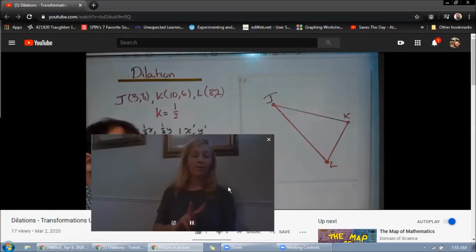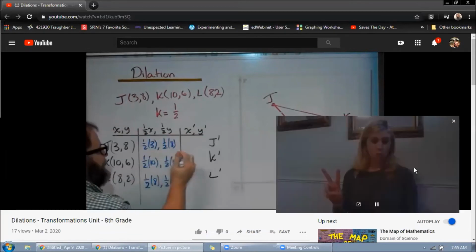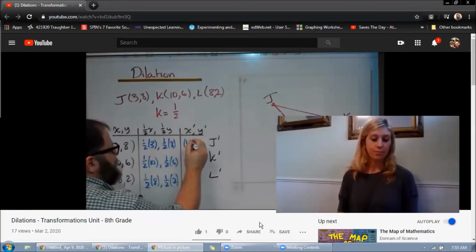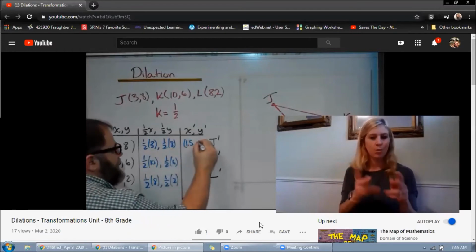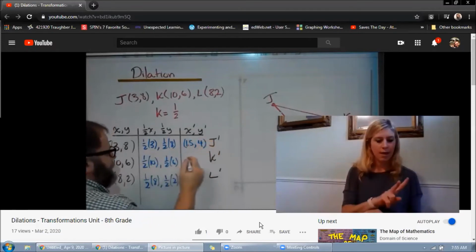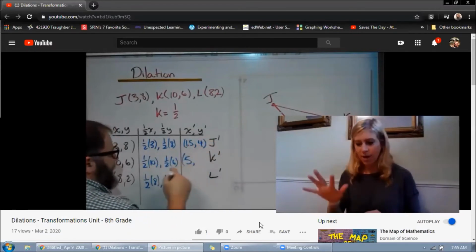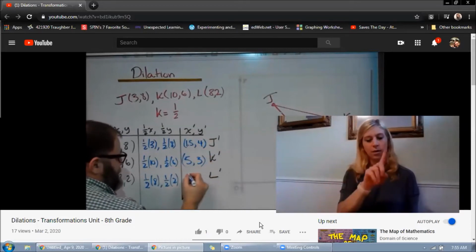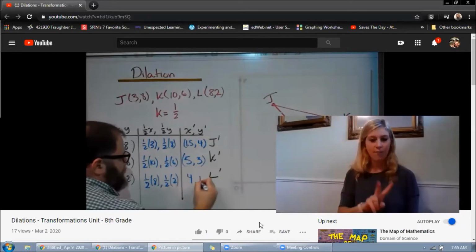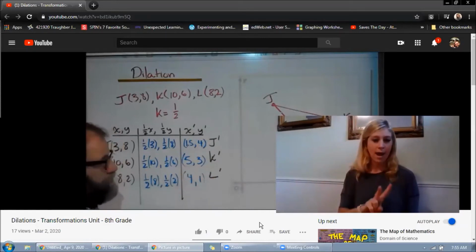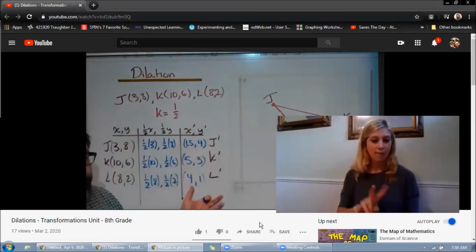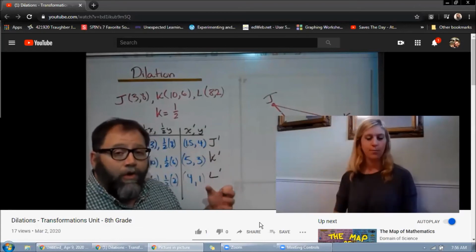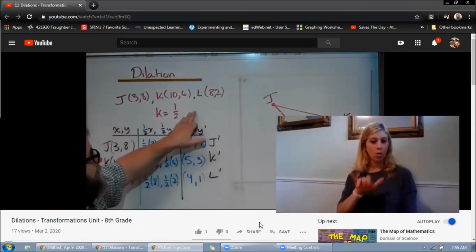Now we just implement the math. So just some simple multiplication. 1/2 of 3, let's go with 1.5. 1/2 of 8 is 4. 1/2 of 10 is 5. 1/2 of 6 is 3. 1/2 of 8 is 4. 1/2 of 2 is 1. All right, so now we've got the ordered pairs here. We've got our primes for our reduction that we've done on this image.